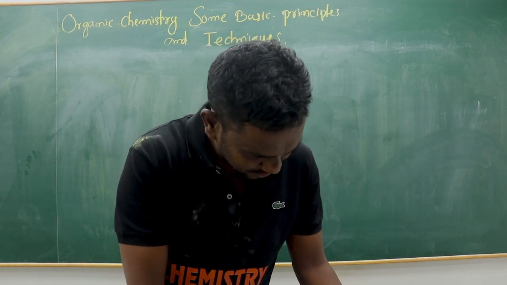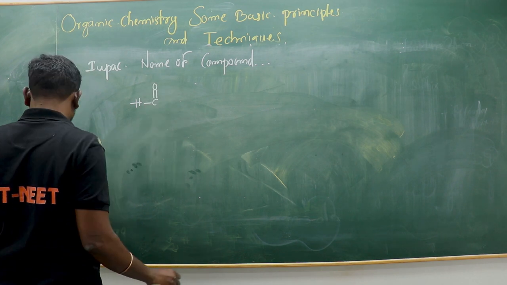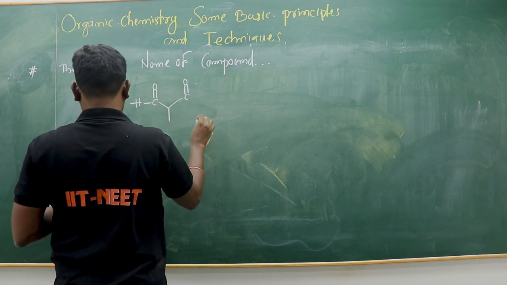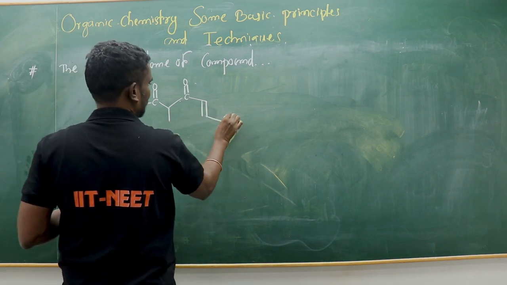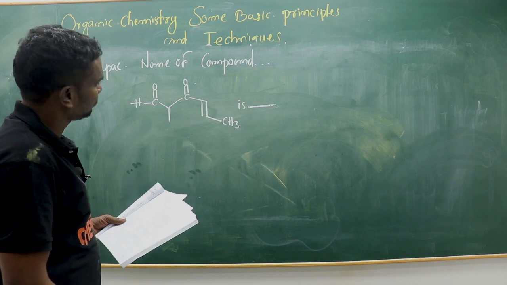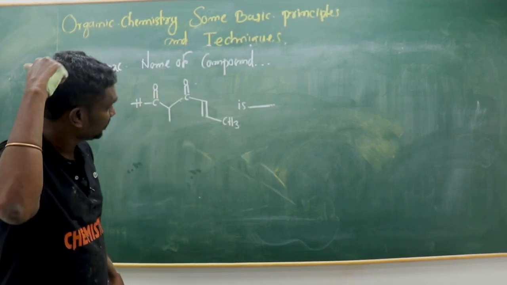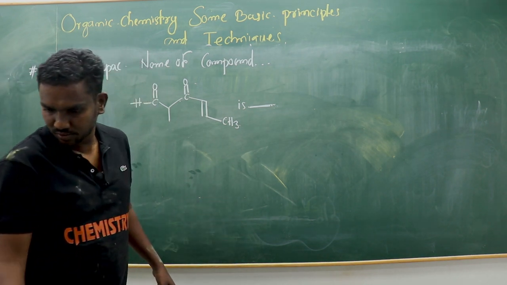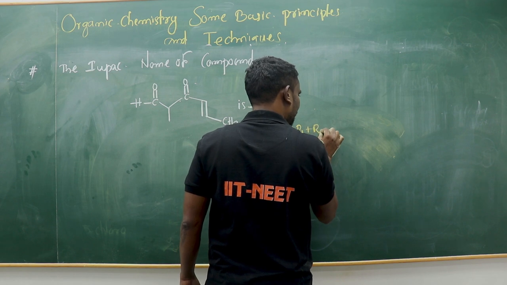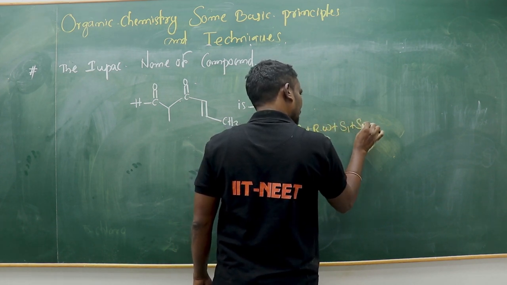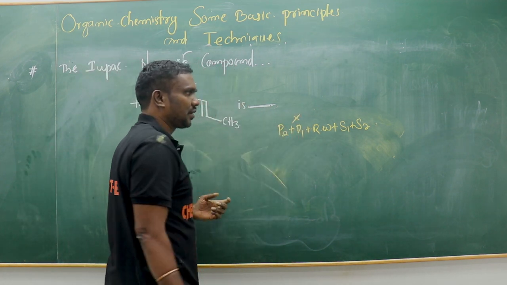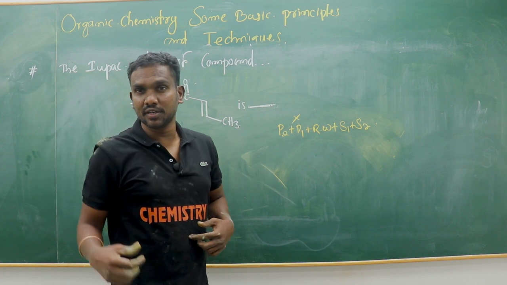Now the next question, asked in NEET. See, there is a double bond and CH3. How to tackle this question? Observe carefully. Here, P2, P1, RW plus S1, S2. You have to write like this. It is an acyclic compound, so P1 is absent. RW is present in every case.